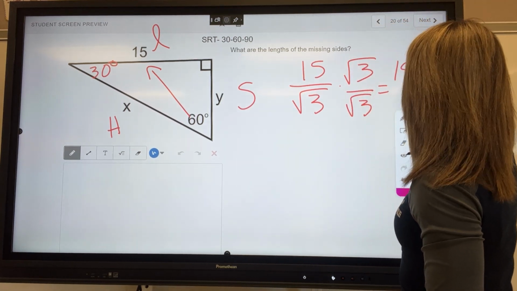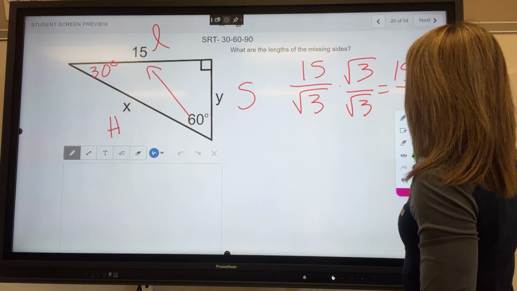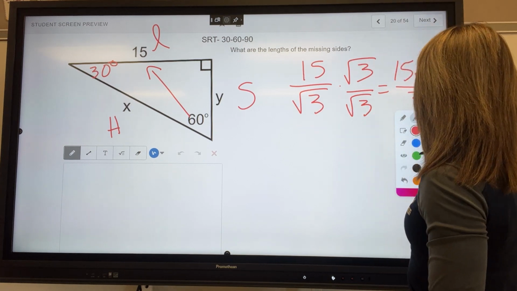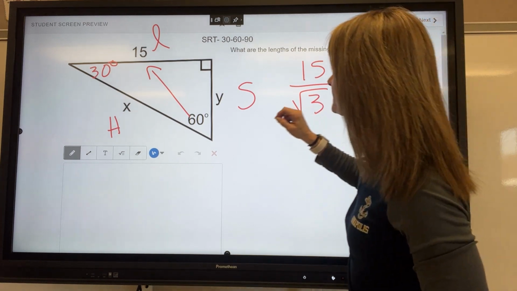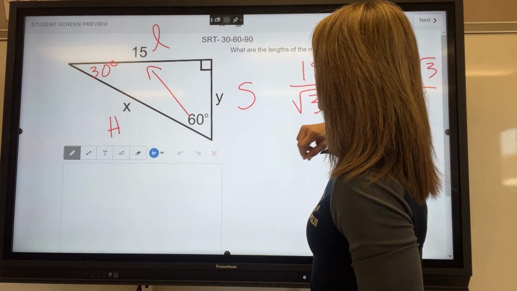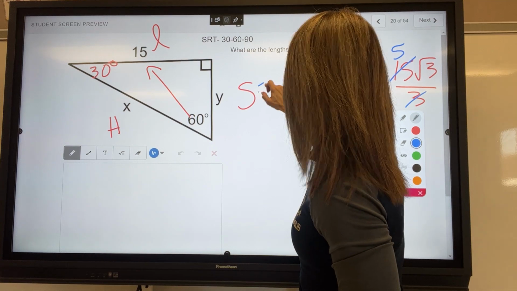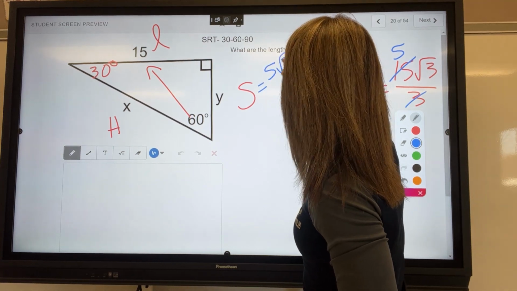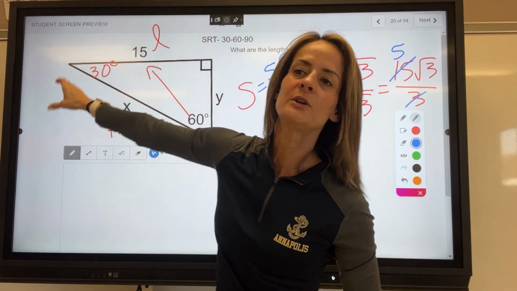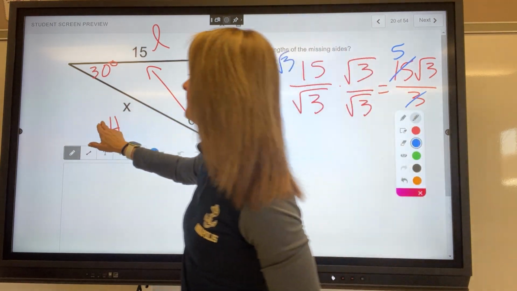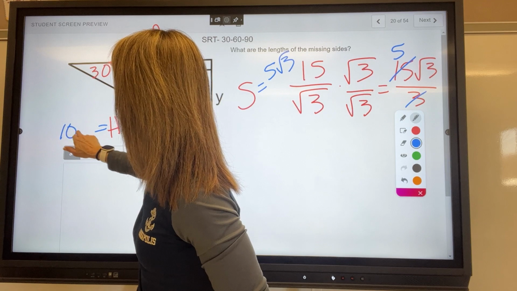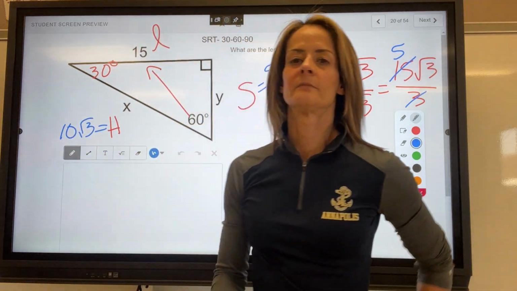and you'll have to memorize these relationships. Square root of 3 times square root of 3 is 3. 3 goes into 3 once, 3 goes into 15, 5 times. So what did I just find? The short side is 5 root 3. To get the hypotenuse, I take that short side and I multiply it by 2. So that will be 10 root 3. Questions?